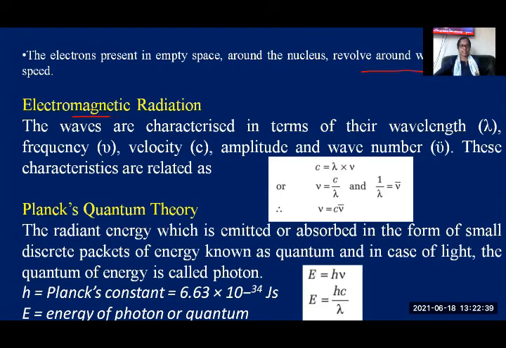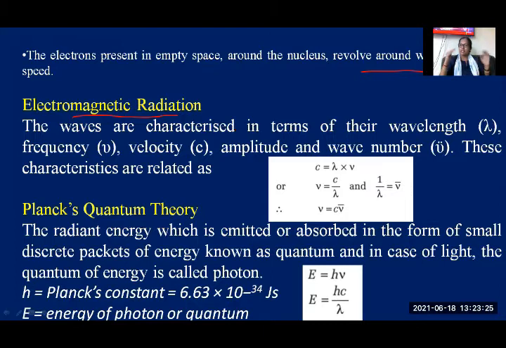One of the concepts that developed was the electromagnetic radiation theory. So what is electromagnetic radiation? We say light. What is light? Light is nothing but electric and magnetic fields moving in the form of a wave. Any disturbance, electric and magnetic field, that moves in the form of a wave is called electromagnetic radiation.